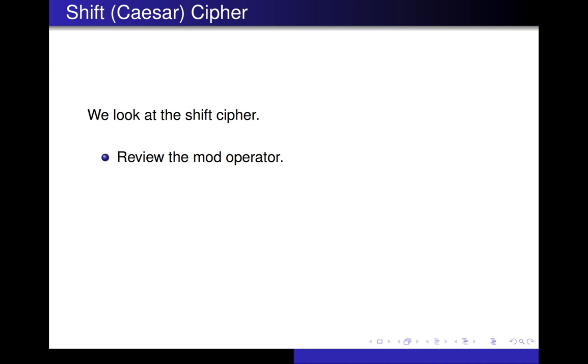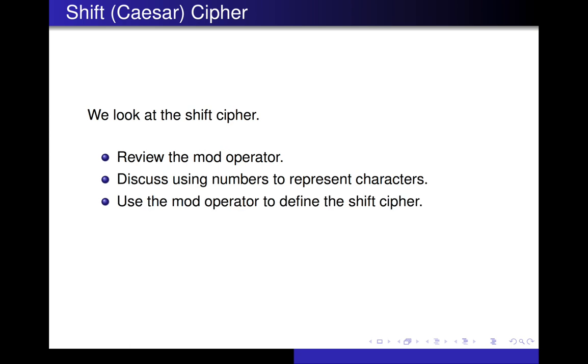In this video, we are going to look at a cipher called the shift cipher. It is also called the Caesar cipher. First thing we're going to do is review the mod operator from one of our math videos from before. We're then going to talk about using numbers to represent characters. Next, we're going to use the mod operator to define what the shift cipher is. And then finally, we're going to do a sample encryption and then a sample decryption as well.